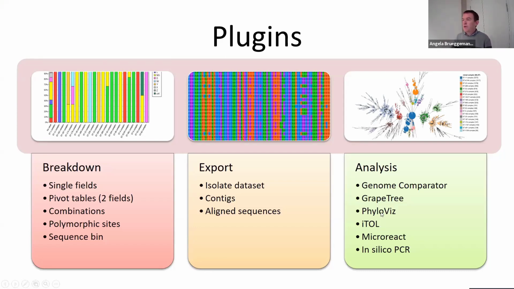Some of these methods upload to external sites, and some of them are integrated directly into the software. So Grape Tree has been developed by somebody else, but the code is available and we've incorporated it. Things like PhyloViz, ITOL, the interactive tree of life, and MicroReact are all external sites, but you can select your data set and then upload that data set to those sites and then visualize it within those sites. And I mentioned, in silico PCR is another test that you can do.